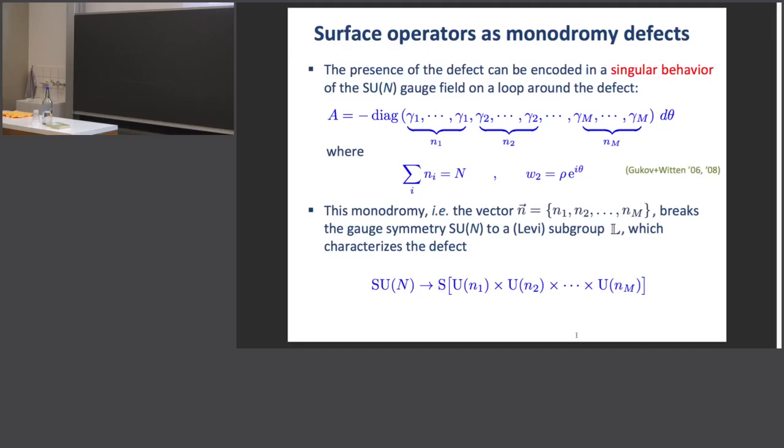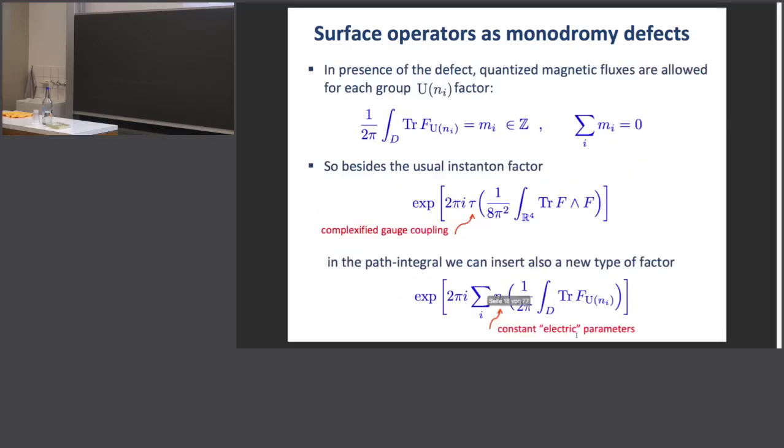Now, the presence of these unitary factors and the fact that we have a two-dimensional plane tells me that I can allow for magnetic fluxes for these U(N) field strengths, which are of course quantized, and due to the original SU(N) condition, the sum of these integer numbers has to add up to 0.